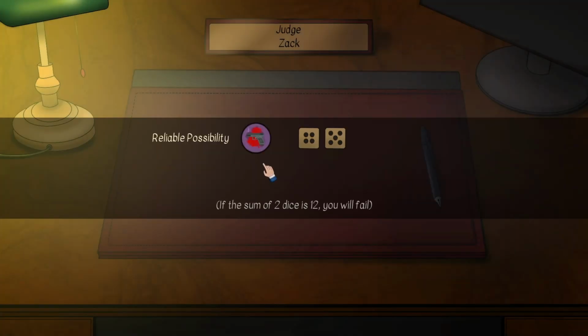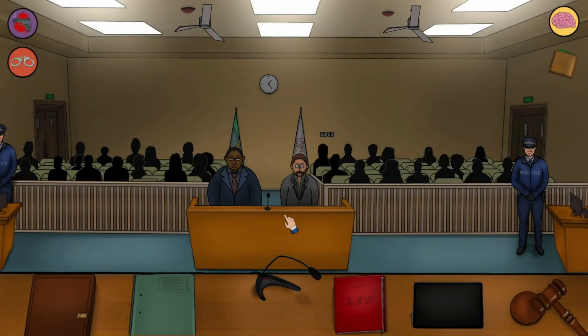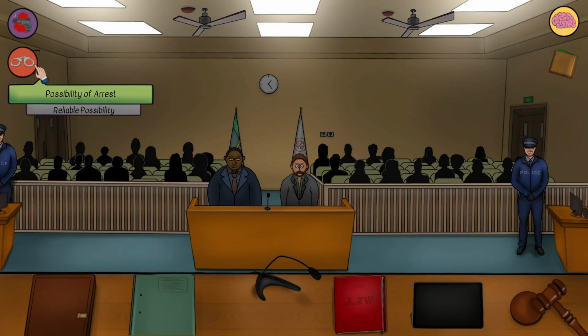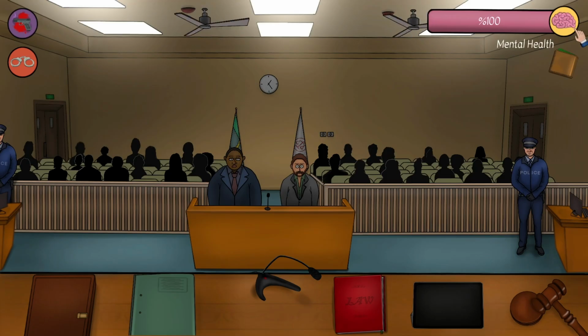Hopefully that is correct. Balance is $100. Salary payment was $600, but my rent was $300. Shopping $120, bills $80. This is week 2. We have these 2 people instead of just 1 person. Apparently, I guess I was right. He was innocent. I didn't get anything more up there.